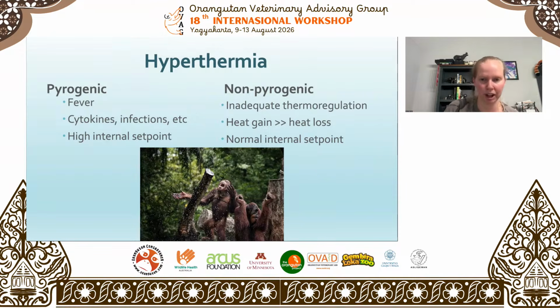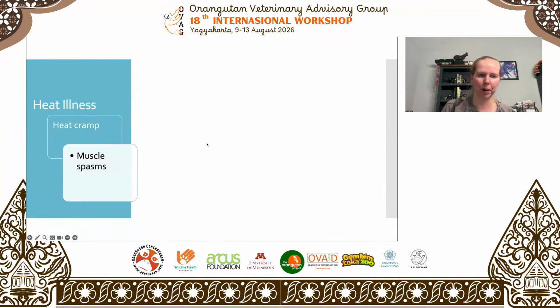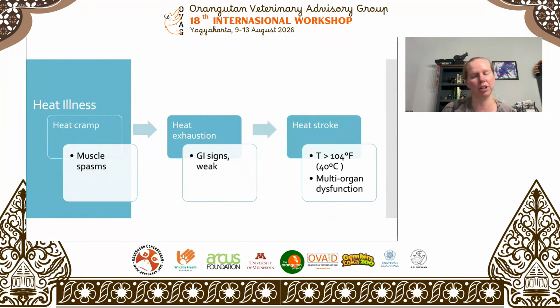feeling ill. Obviously we could have a fever, but then hyperthermia, when we just have too much heat gained and not enough heat loss and we feel completely overheated, that would be when we're dealing with heat stroke. It'll start mild with just heat cramps and muscle spasms. It will follow into heat exhaustion, so then you might start getting diarrhea in your patients. They might get really weak, and then it'll go fully to heat stroke, usually above 104 degrees Fahrenheit, 40 degrees Celsius, and we will start to get multi-organ dysfunction.